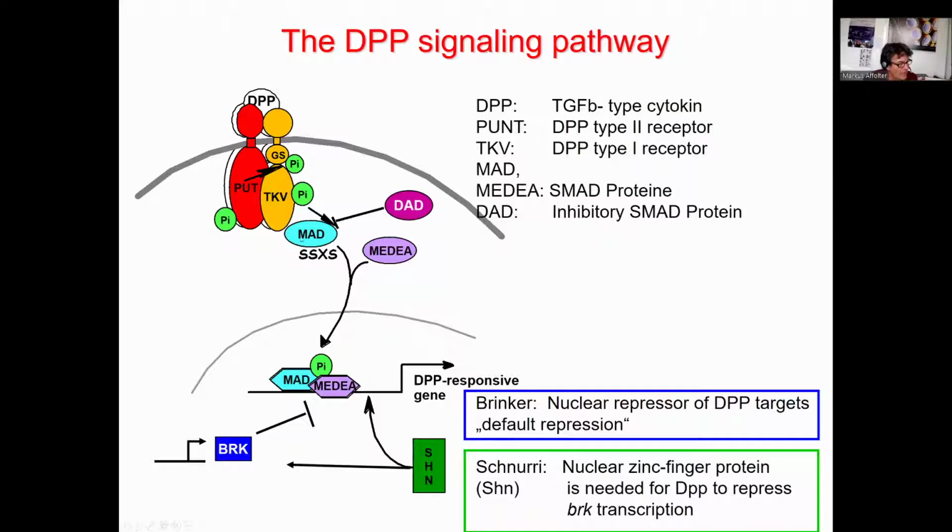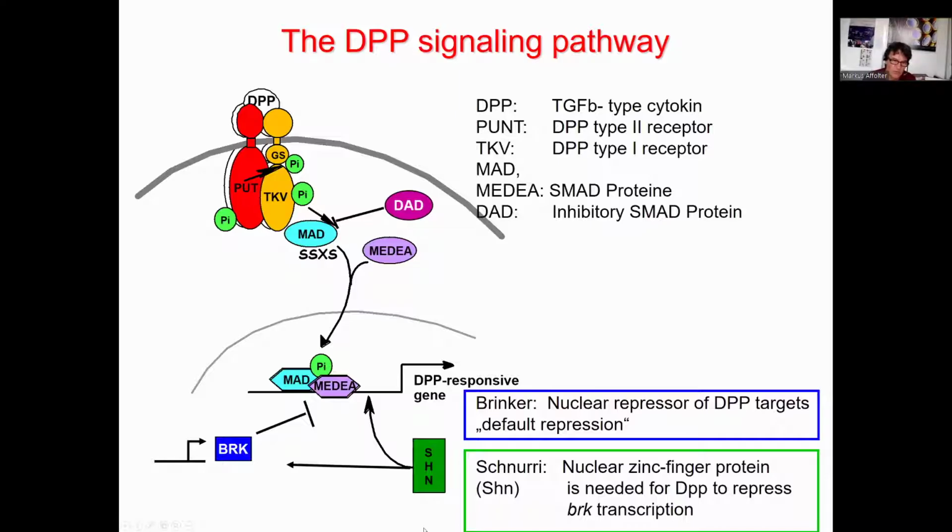DPP, Punt, Thick veins phosphorylate MAD, also MAD and Medea go into the nucleus and regulate genes. Now I'll tell you in the next 10 minutes that there are 2 other proteins that play absolute key roles for DPP signaling in flies. Brinker and Schnurri, absolute key roles. If you remove Schnurri, there is no DPP signaling whatsoever.